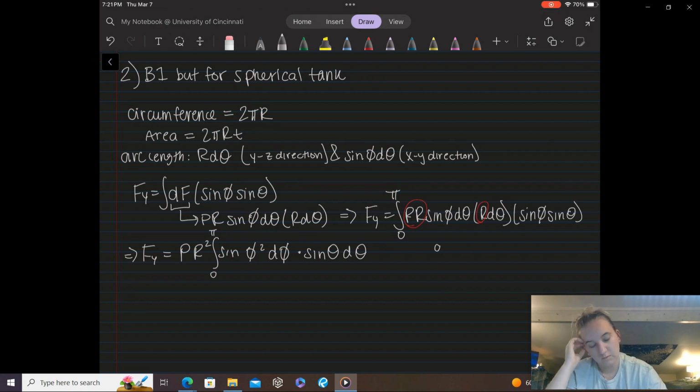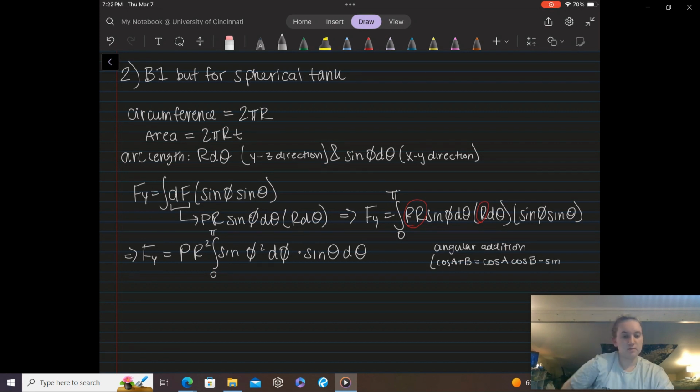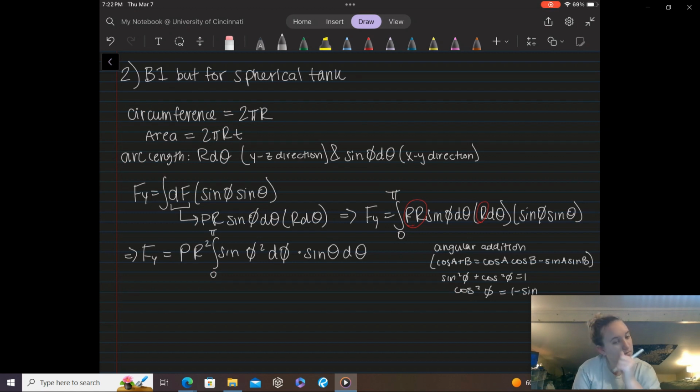And then using angle addition, which is cosine of A plus B equals cosine A cosine B minus sine A sine B. Let me just write this out. And then we also know that sine squared phi plus cosine squared theta would equal 1. And cosine squared phi would then equal 1 minus sine squared phi. Or it's, yeah, sorry, phi instead of theta. So then, using that method, we would get PR squared integral 0 to pi sine squared phi d phi plus the integral 0 to pi of sine theta d theta.